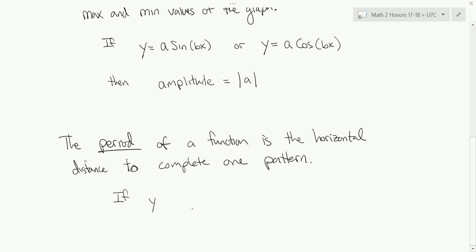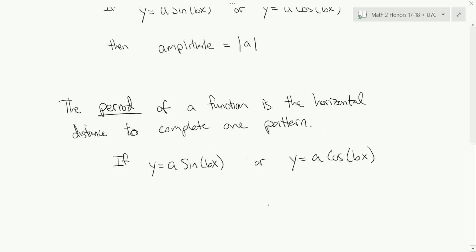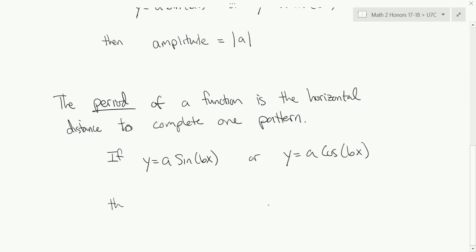So if we have y equals a times the sine of bx, or if we're working with cosine and get y equals a times the cosine of b times x, the period of that function is going to be 2 pi, right? That's a full circle. Remember, that's 360 degrees, divided by b. And b is that number in front of the x. So that's where we get that b from.